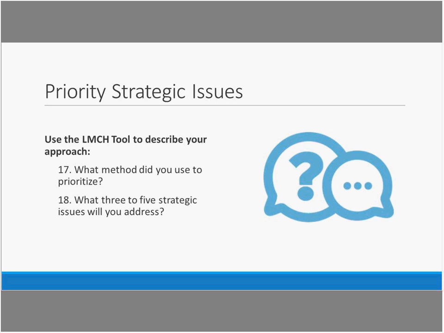Once you come up with your priority strategic issues, you'll tell us about what you did in the context of the LMCH tool. You'll tell us about what method you used to prioritize in question 17, and in question 18, you'll tell us about the 3 to 5 issues that you're going to select to address.